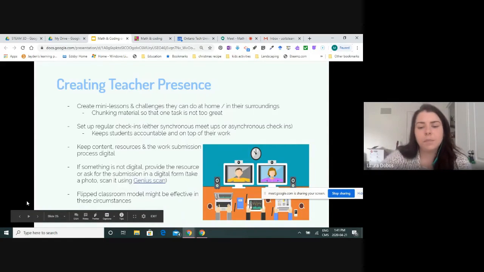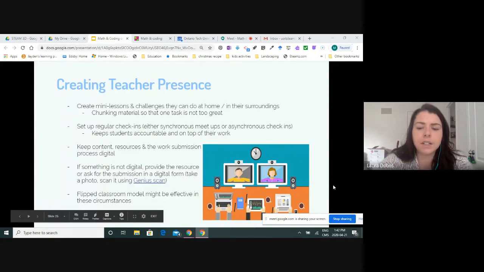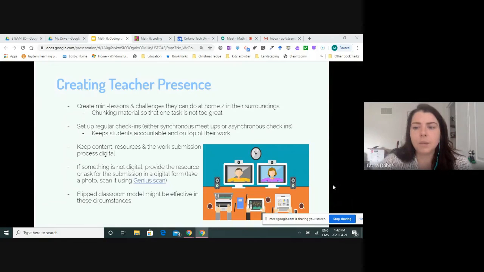Okay, and then we've got a few slides of best practice for online learning. So creating teacher presence, by creating mini lessons and challenges that students can do at home or in their surroundings. This is very similar to the idea of chunking material. It can be overwhelming for a lot of students to get all of their tasks at the beginning of the week and have a deadline to have them done. Beyond just learning the content, they're now learning new technologies, new ways to use the technology. So that idea of chunking becomes super relevant when it's online.